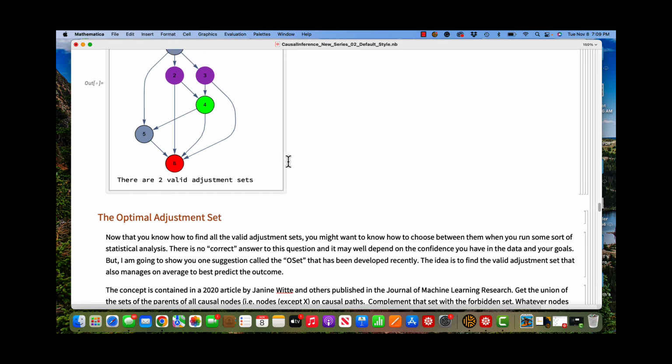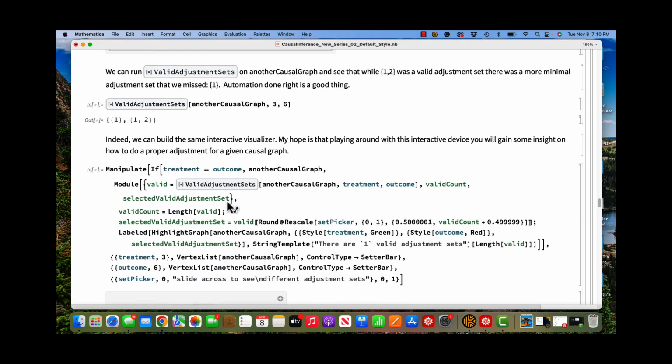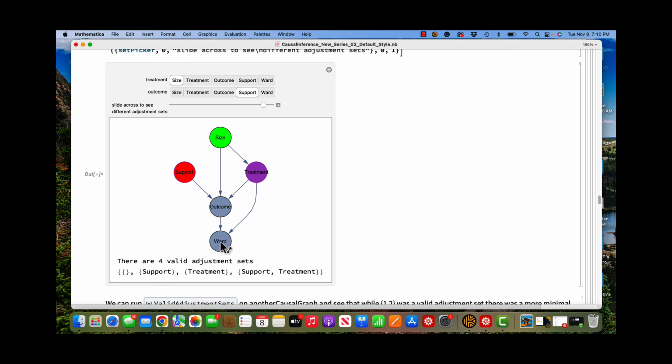All right, so to separate size from ward, we have to block all paths. And I would say if I control for outcome and treatment, there's just no way to get from size to ward. So if I now regress ward on size, outcome, and treatment, the coefficient in front of size should be close to 0, or I should say its p-value should be higher than 0.05.